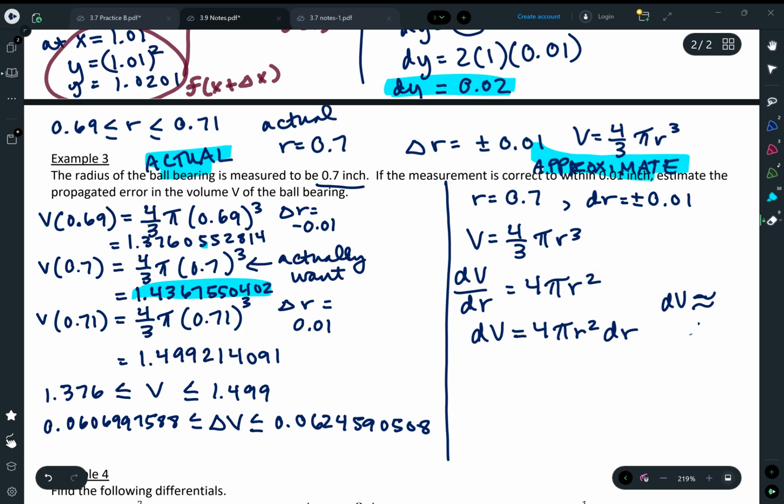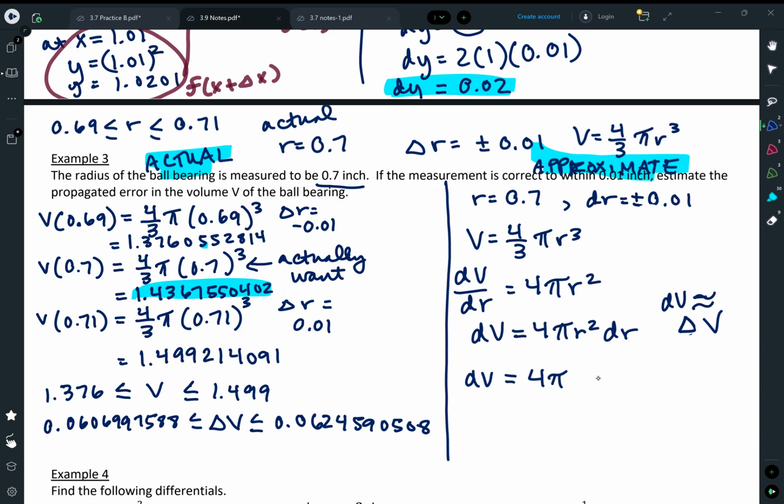Especially at values that are really close to this. And we're looking at delta V, I don't know why I wrote a D, maybe because they rhyme. And this is especially when we're at values that are really close to the r value that we want. And we're looking at r values that are 0.01 away. Okay, so in order to find my dV, I'm just going to take 4 times pi times my radius, which is 0.7, and I'm going to square it. And then I have plus or minus 0.01 here.